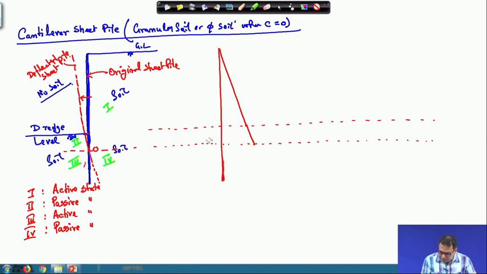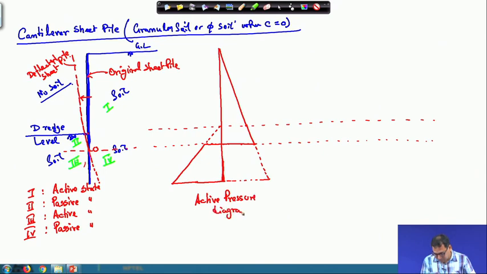Then the active state will start from this portion, is also active condition. Okay? So, this is the active pressure diagram. Fine, because this is the region 1. So, this is the region 1, which is total active, and region 3, this is also active. So, region 3 is active condition, and region 1 is active condition. And region 1, the stress diagram will start from the top, and region 3, the stress diagram will start from the dredge level, because there is no soil. Soil starts from this portion only. So, this is the stress diagram.